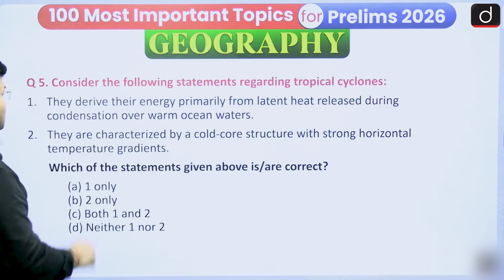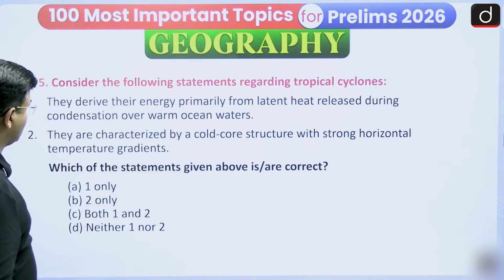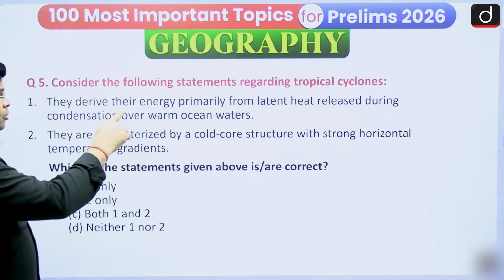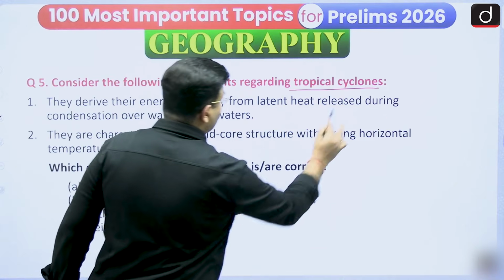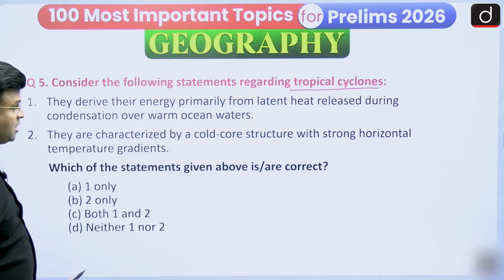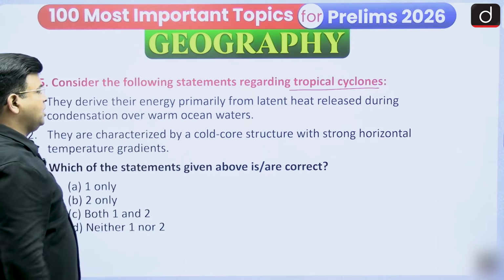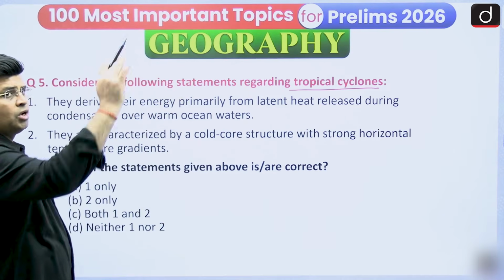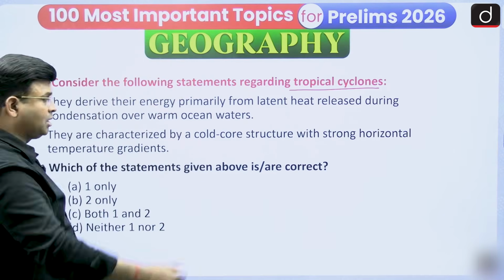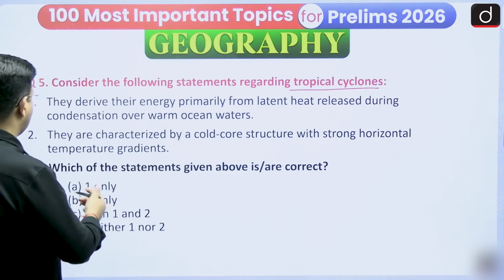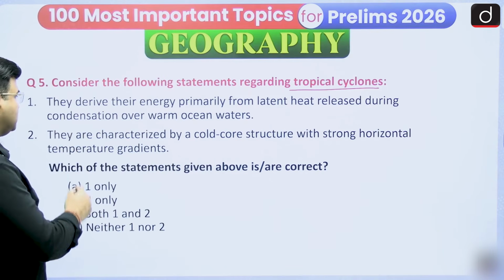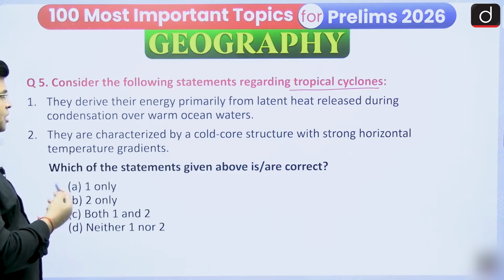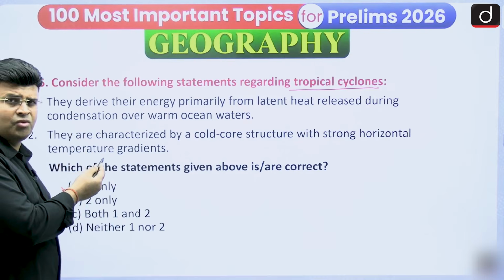So on the basis of that, consider the following statements regarding the tropical cyclone. I am talking about tropical cyclone, thermodynamics based. They derive their energy primarily from the latent heat released during condensation over warm ocean water. Where it is going upward there is latent heat of condensation, and it releases heat. So you have to say whether it is right or wrong. They are characterized by a cold core structure with a strong horizontal temperature gradient. In the tropical cyclone, whether it is right or wrong, you have to say.